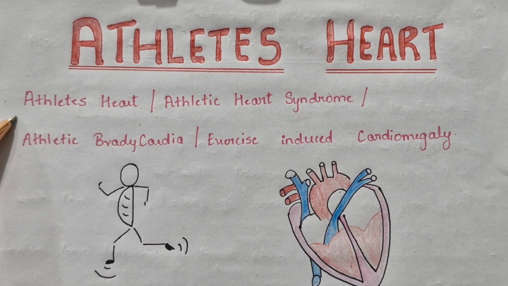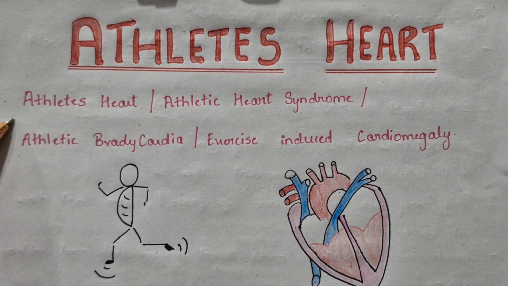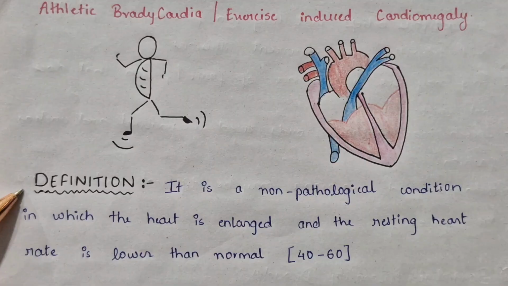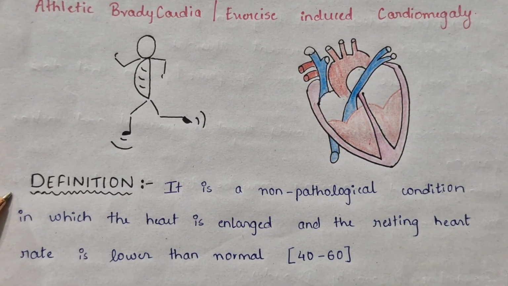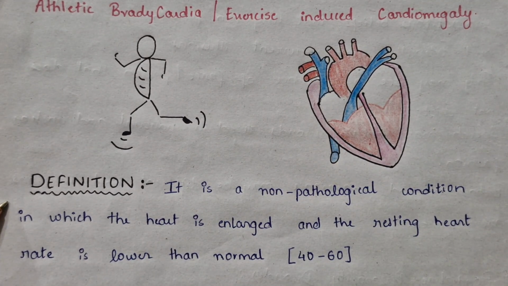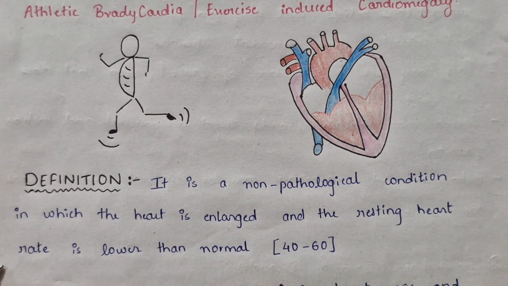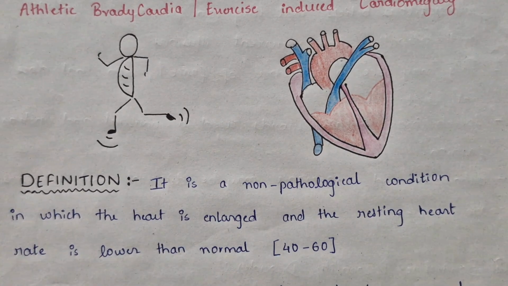Athlete's heart. Athlete's heart is also called athletic heart syndrome, athletic bradycardia, or exercise-induced cardiomegaly. Definition of athlete's heart: it is a non-pathological condition in which the heart is enlarged and the resting heart rate is lower than normal, that is 40 to 60 beats per minute, whereas the normal heart rate is 60 to 100 beats per minute.